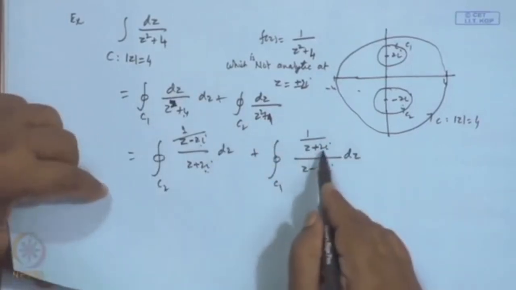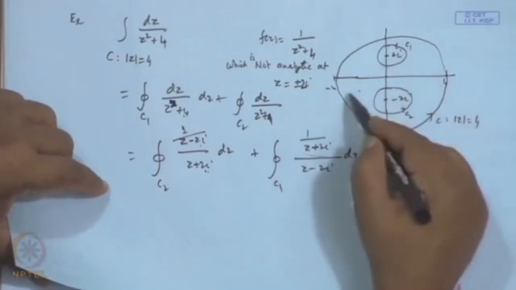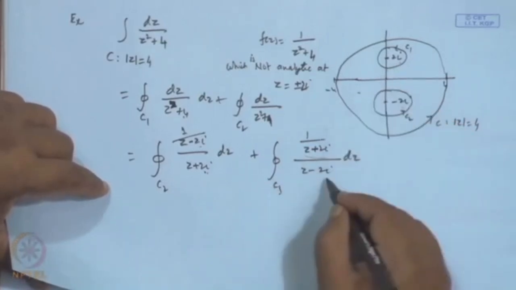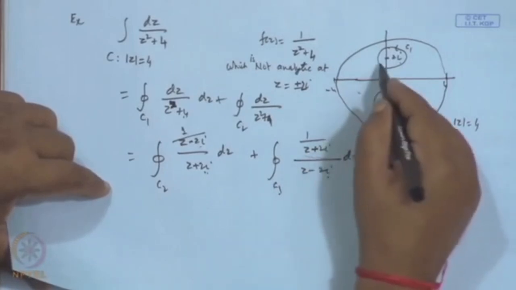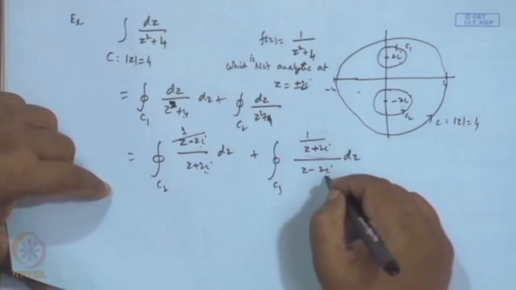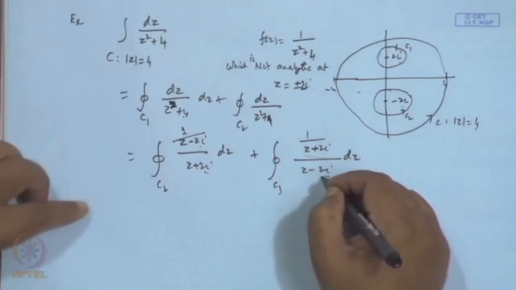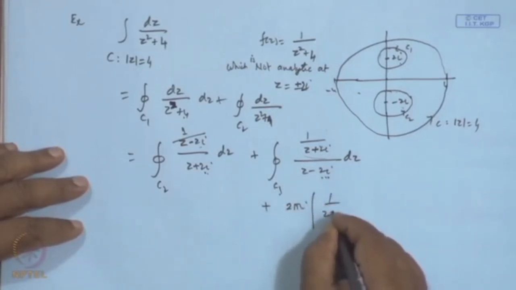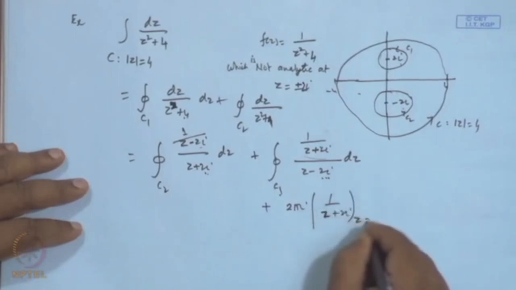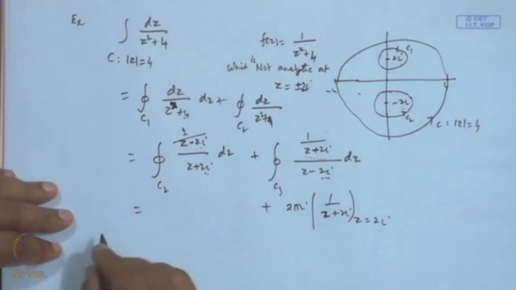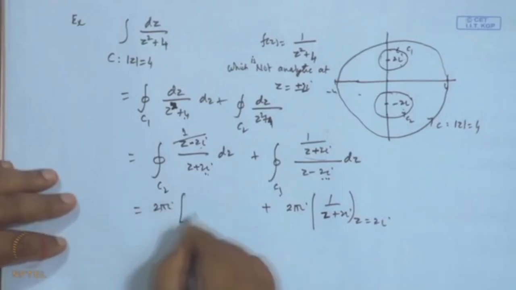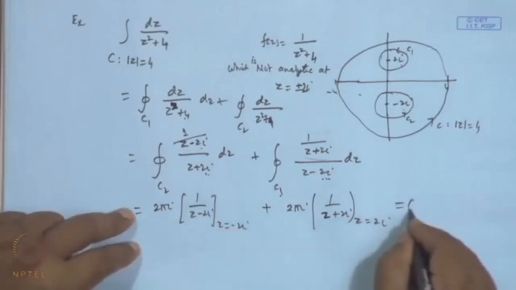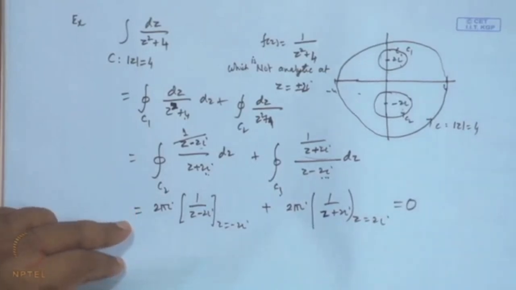This becomes a function f z which is analytic throughout the domain, is it not? Because C 1 encloses only z equal to 2i, outside the function is analytic everywhere except this point. So, this is f z over z minus z naught. The value of this integral will be equal to 2 pi I times the value of the function 1 over z plus 2i at the point z equal to 2i. Similarly, this will be equal to 2 pi I times the value of the function at the singular point z equal to minus 2i. So, this total value comes out to 0. Okay? So, we can get this value.